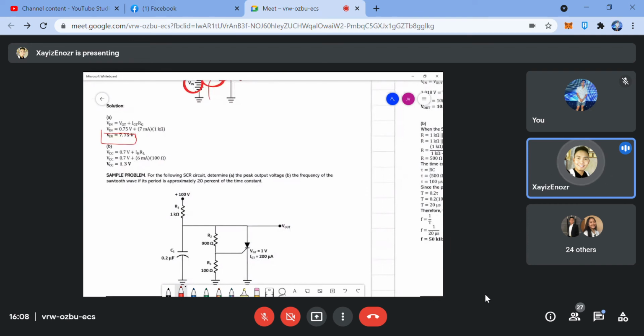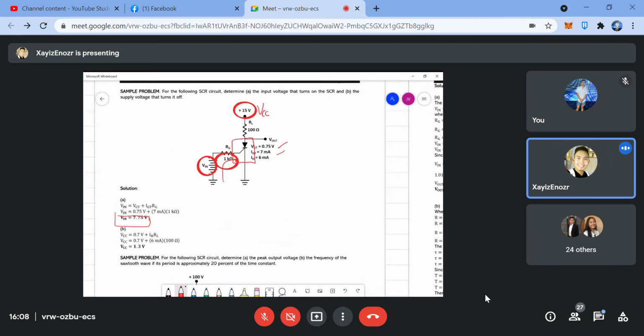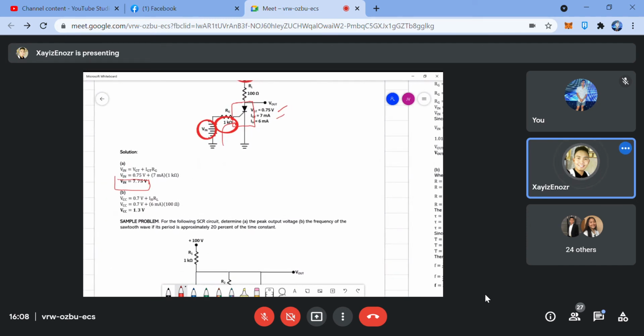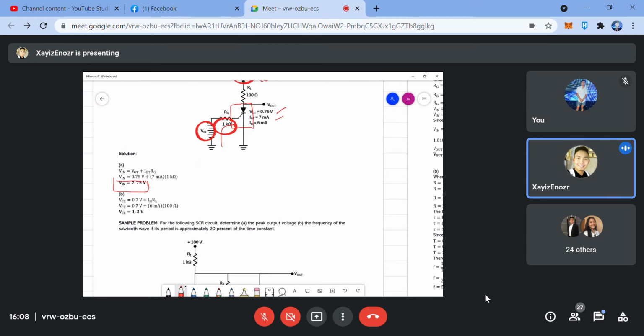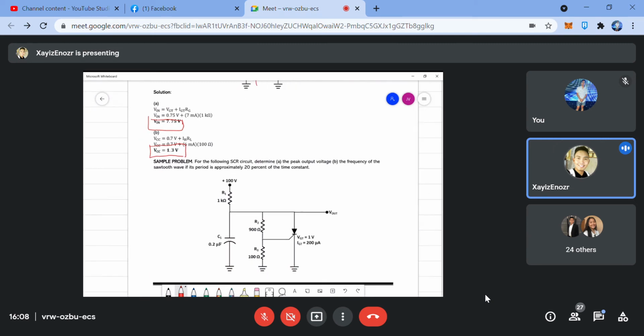Next, ano naman tayo voltahe para ma-turn off mo siya? So, para ma-turn off, kailangan mong i-reduce to, yung VCC. Sa anong value mo i-reduce dapat si VCC? So that will be VCC is equal to 0.7 volts plus IH times RL, where IH is the holding current and RL is the load resistance. So RL is 100 ohms, IH is given 6 milliamperes. So therefore, bawasan mo daw para maging 1.3 volts yung ating VCC para ma-turn off si SCR.